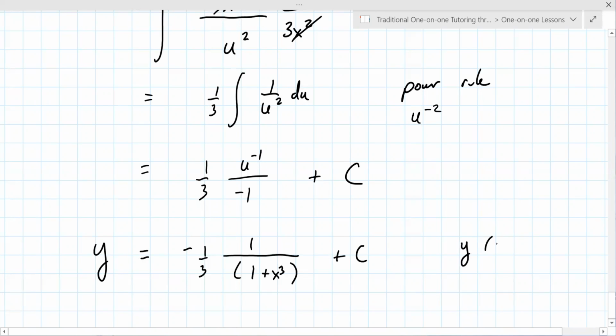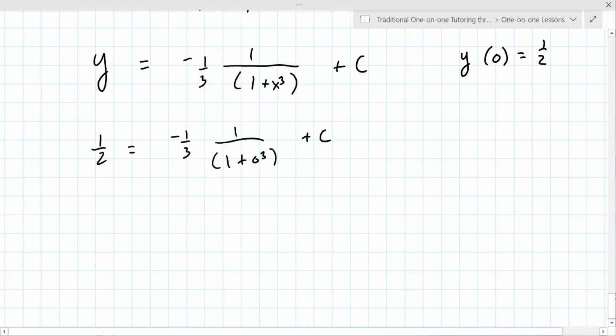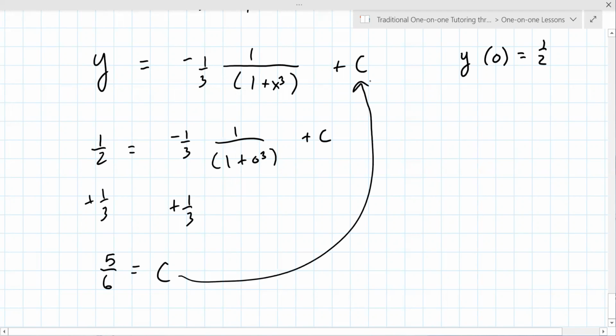Your initial value is y of 0 equals 1/2. And this is a good place to try to figure that out. So 1/2 equals -1/3 1 over 1 plus 0 cubed plus c. 0 cubed is 0, 1 over 1 is 1. So it's -1/3 plus c. So you're going to add 1/3 to both sides. That's 5/6 equals c. And you plug that back in there.